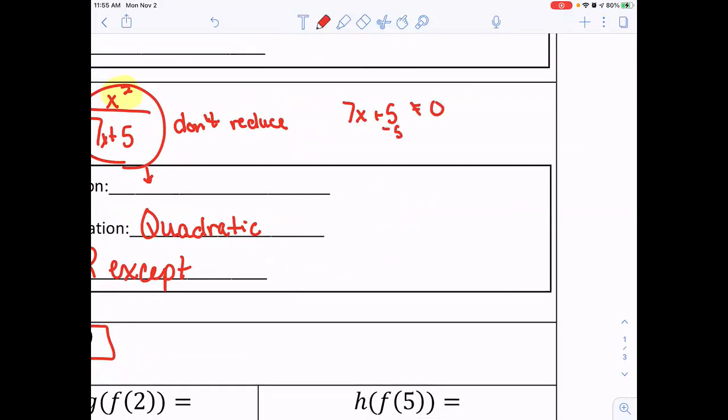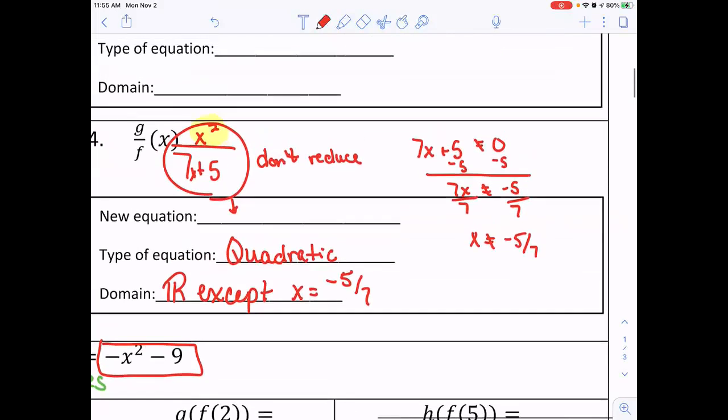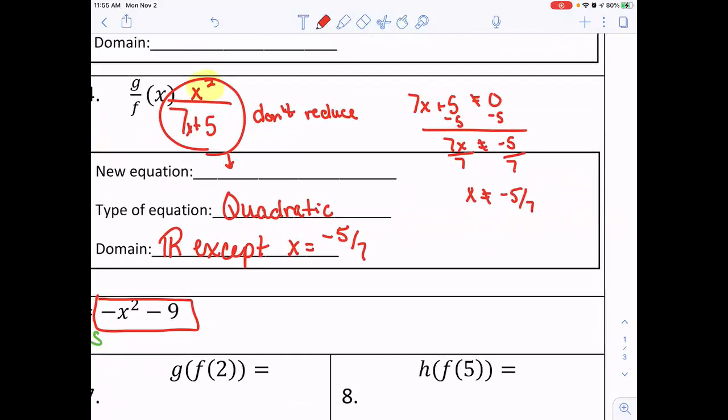What if I subtract 5 and divide by 7? X is not allowed to be negative 5/7. So the domain is all real numbers. I just really had trouble saying that, didn't I? The domain is all real numbers.